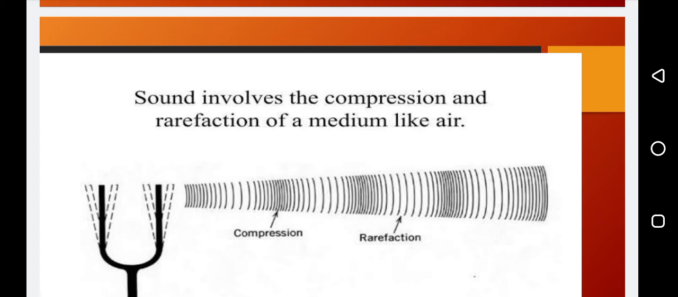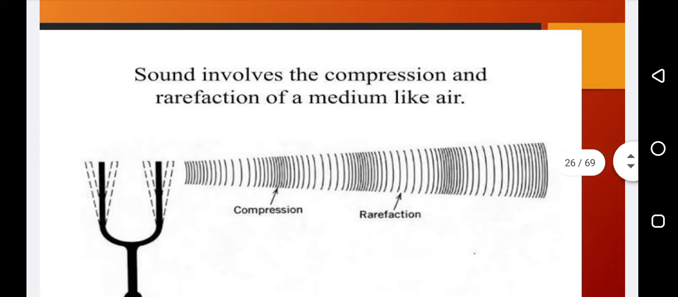Now coming towards the sound waves, the compression and the rarefaction of a medium like air. You can see in that picture the tuning fork. The tuning fork produces some vibration. In this way they produce the compression and the rarefaction, because we need them to hear the sound. In the compression, all the air molecules are bunched up at one place, while in the rarefaction they spread out.